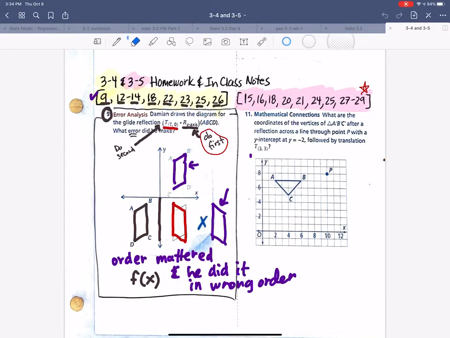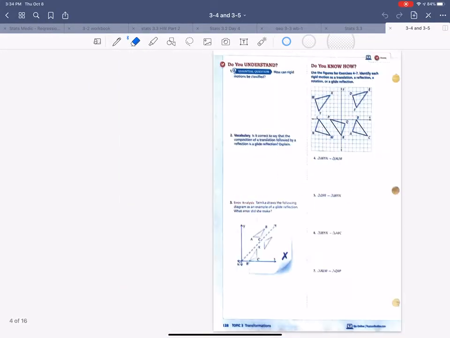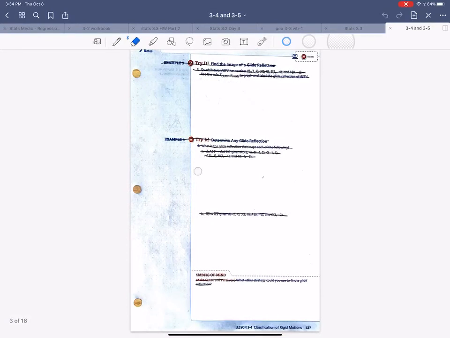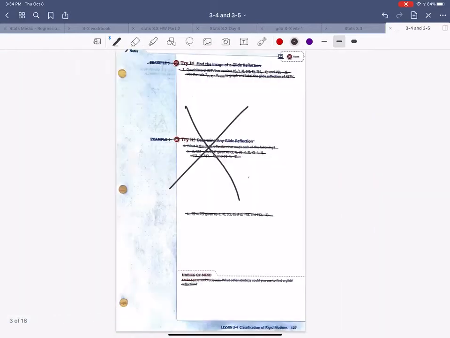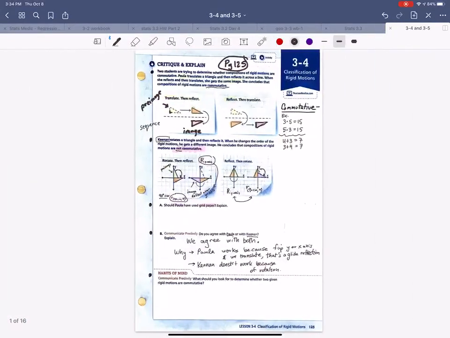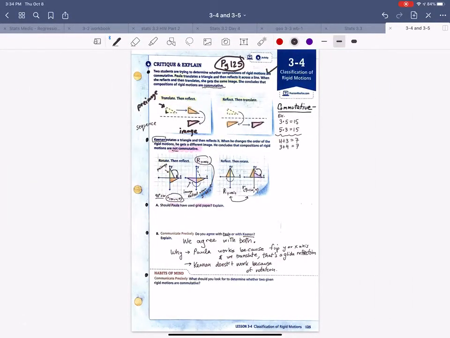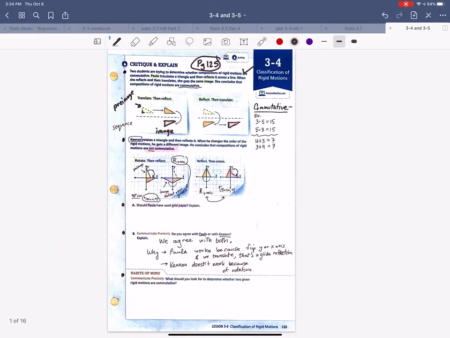Hello. This is going to be a big file, right? We're going to upload. So if you notice some of these pages we don't write on, you don't have to upload pages we don't write on. So you're going to upload your notes from 3.4 and 3.5 to a single document.